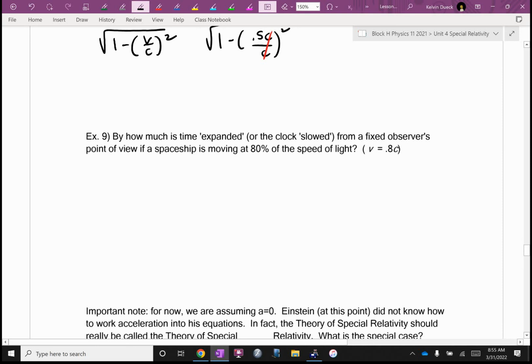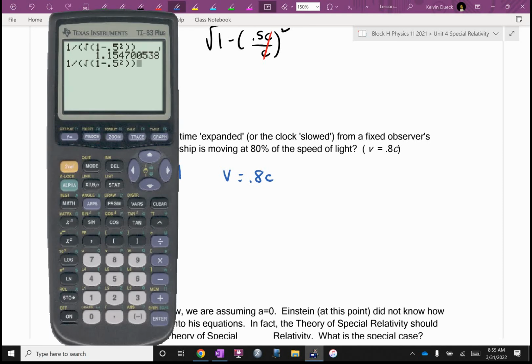So the same question, but now let's do it for 80%. Since it's exactly the same question, we're just changing the percentage. I'm going to make my list still: they want me to find t, I'm going to assume t0 is 1, v is 0.8 c. Have you all got good calculators? If you can, on your calculator, just backspace and edit, you can change the 5 to an 8.